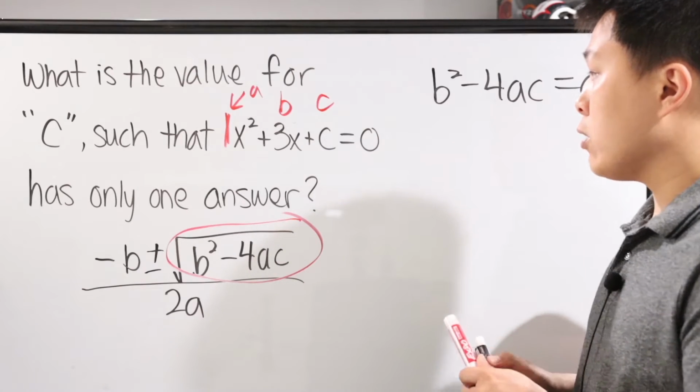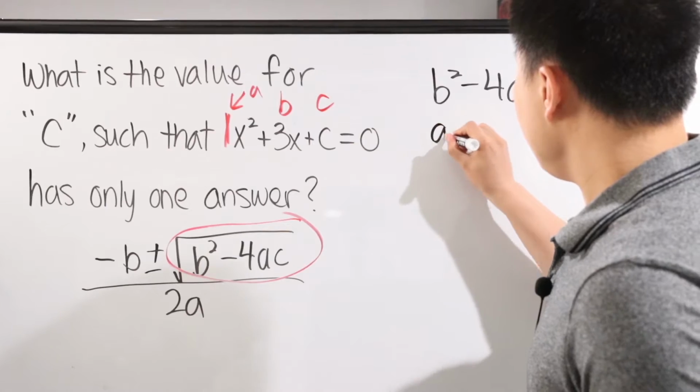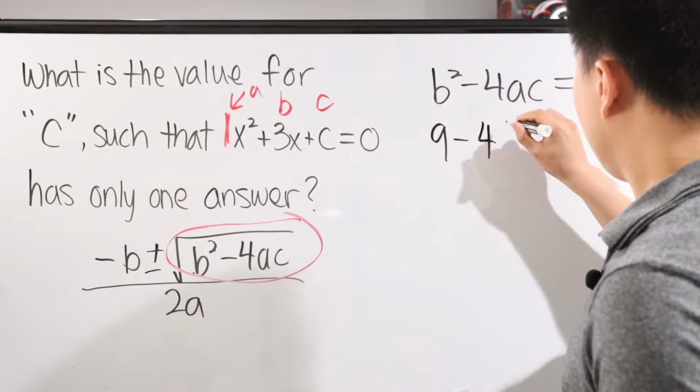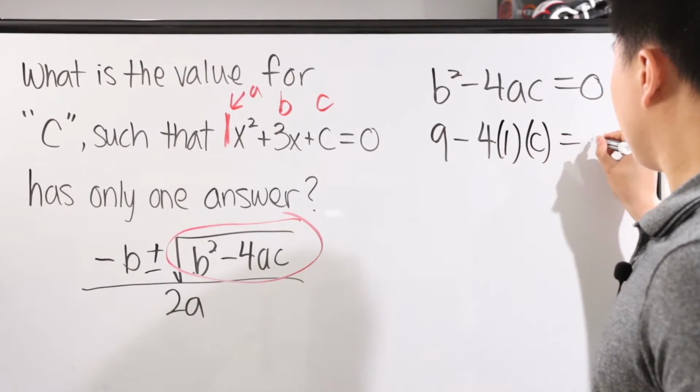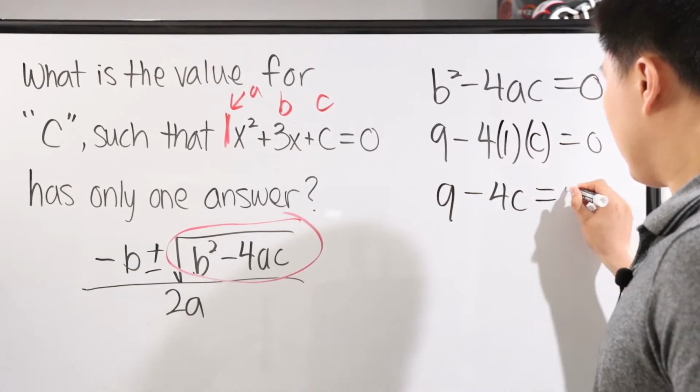Well, b squared is 3 squared, that gives us 9. 9 minus 4 times a, what is our a? 1. And c, we have nothing, so we're just going to put c right here, equals 0. So we basically have 9 minus 4c equals 0.